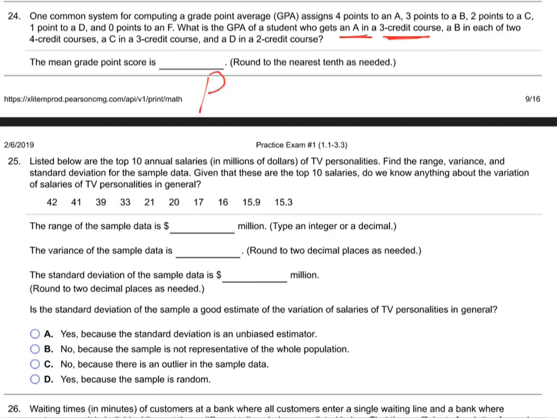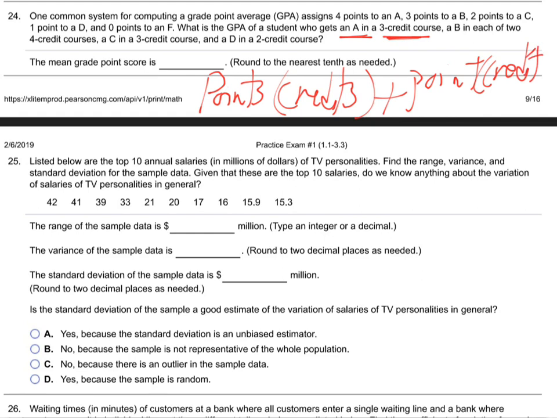You write the points times the credits, plus points times credits, etc. Dot, dot, dot. I just don't have room with this crazy pen thing, so I'll have to put it off to the left. Does that make sense? You just keep multiplying points by credits, points by credits, and add them all up. So let's do that.